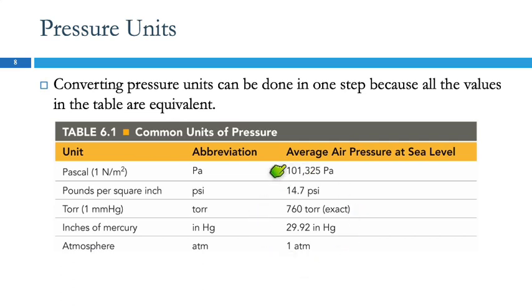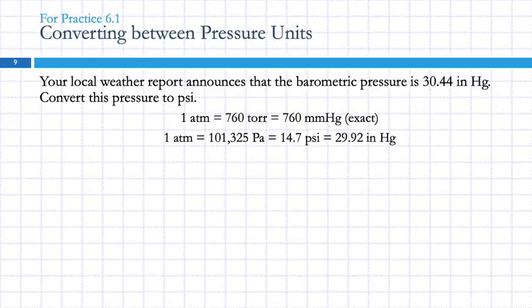These things are all equivalent to each other. So on an exam, I'll provide pressure units in this form because it takes up less space than that table. We can always do pressure conversions in one step because of how the relationships are presented. All of these things are equal to each other, so you just pick the two that you need, the one that was given and the one you're trying to find.